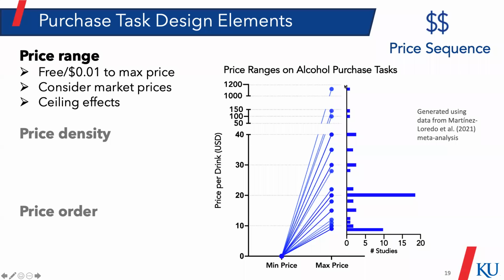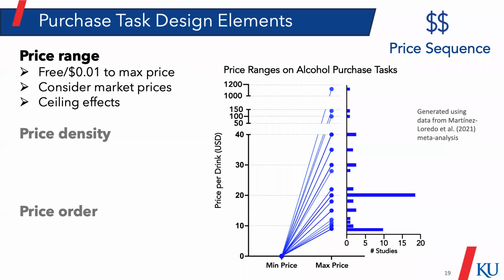But you can see here, this is the frequency histogram for the number of studies in each of those price levels. Most of them were around $9 or around $20 for the max price, but there's substantial variability. So what's driving this variability? Well, one of the things that might be driving this variability is market price. So you need to consider where you're collecting data and how much drinks or other commodities might cost in your location or wherever you're assessing demand.